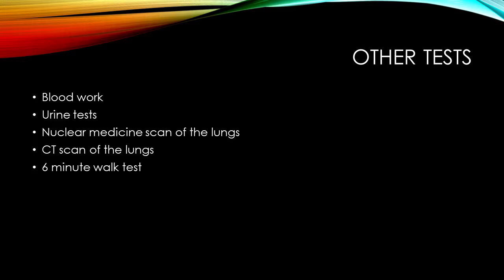So we often check blood work. We're going to check the urine for protein. Sometimes we request a nuclear medicine scan of the lungs to look for chronic blood clots in the lungs. Sometimes we might order a CAT scan of the lungs, and then we often do a 6-minute walk test. That's more to gauge the functional status of the patient. That test we follow over time to make sure that patients are doing well on medicine and remaining as functional as possible.